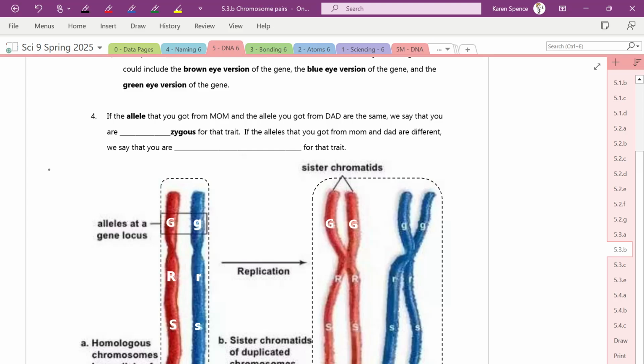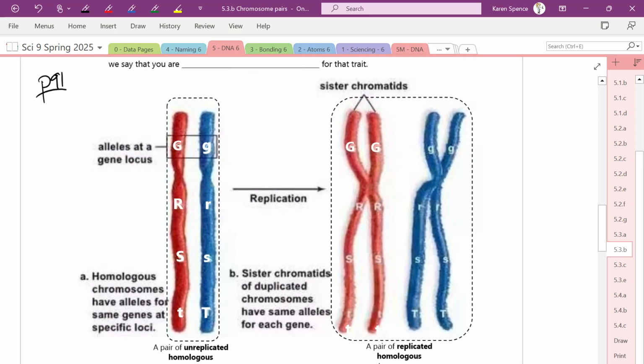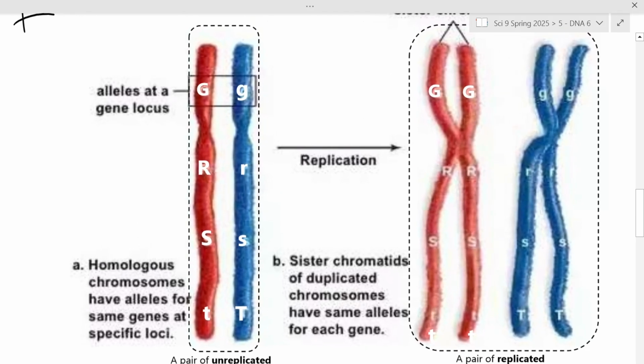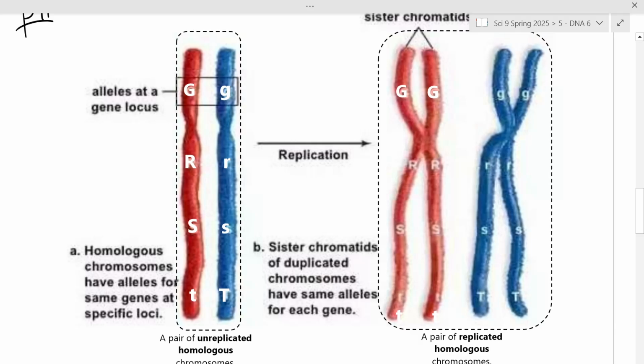Page 91. And you can see here we have a pair of homologous chromosomes. And do you see how there's just like one little blob and it's not an X right now? And over here, there's just one little blob and it's not an X. This is right here. This is before replication, DNA replication.